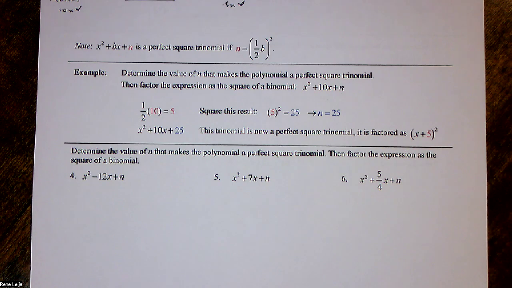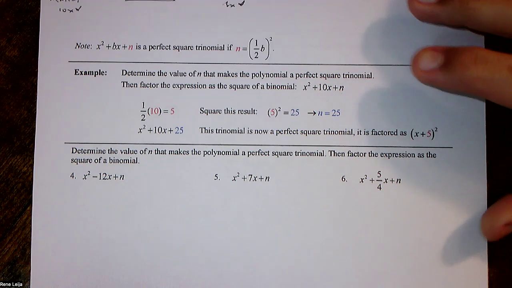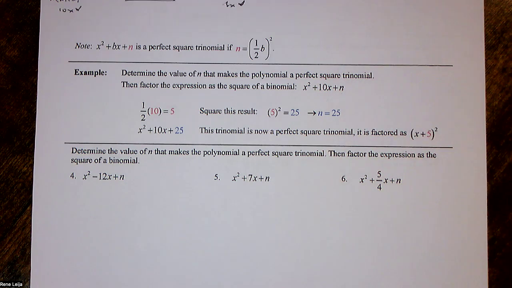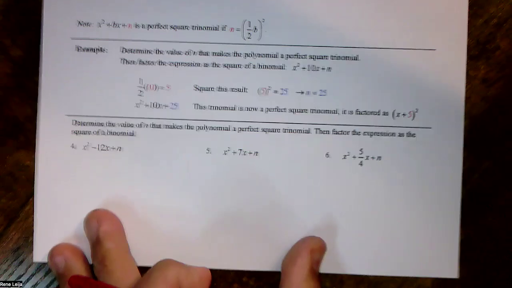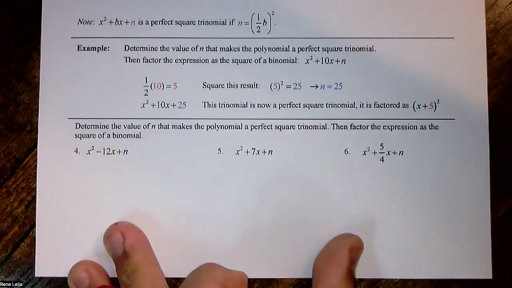So essentially, what you're going to do is you are going to force a perfect square trinomial. And when you do that, there is no guesswork. You will get a perfect square trinomial. And you'll be able to immediately put it in your parentheses. Okay, so here we go. Determine the value of n that makes the polynomial a perfect square trinomial, and then factor.